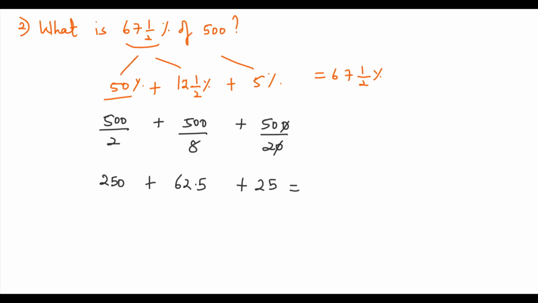Now add these. 250 plus 62.5 is 312.5. Plus 25 gives us 337.5. This is our answer. This is how you have to solve.